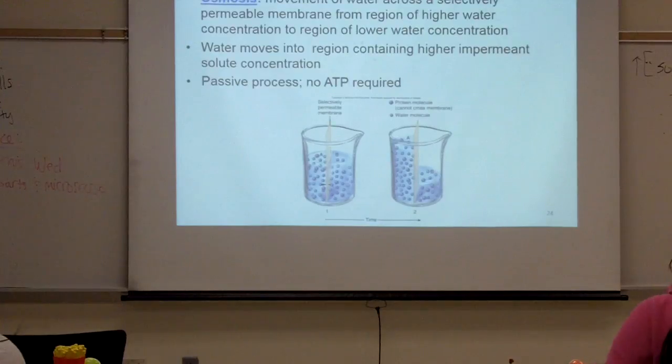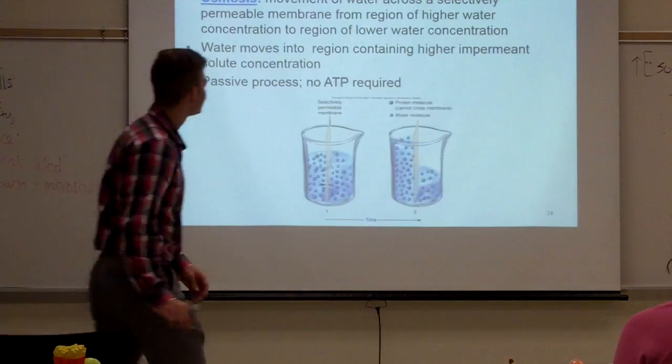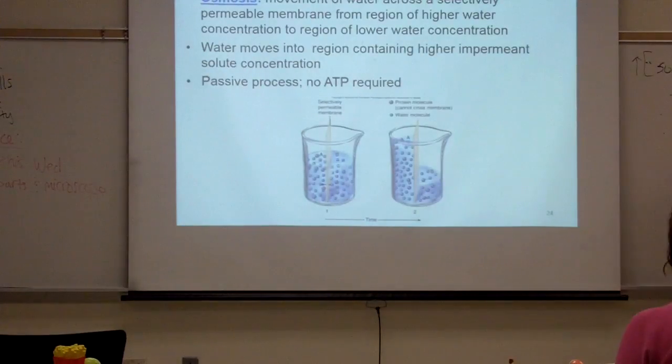This is where things get weird, because now we're not talking about the solute. We're talking about, okay, where is water going to move? So it gets a little confusing, so we have to draw pictures. Osmosis is a passive process, and there is no ATP required for osmosis. Otherwise, we run out of ATP.